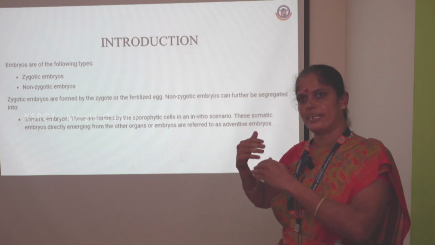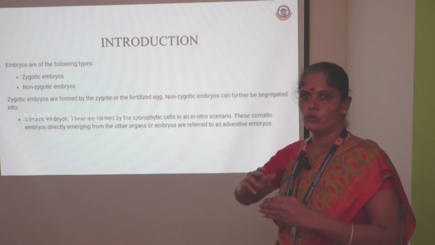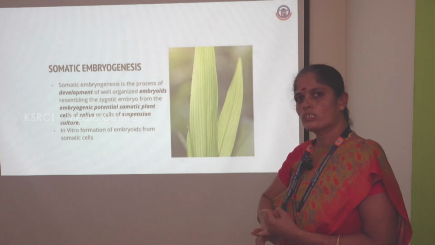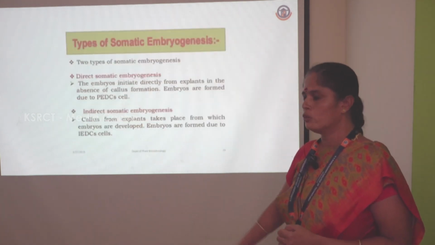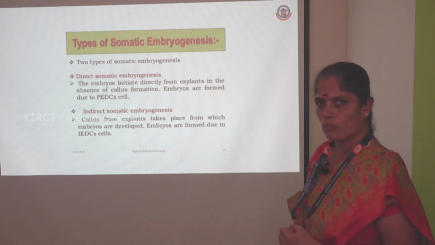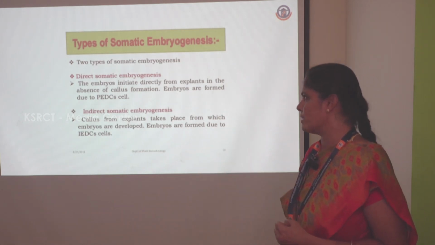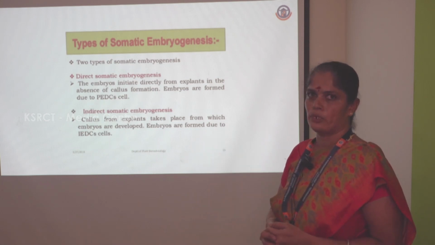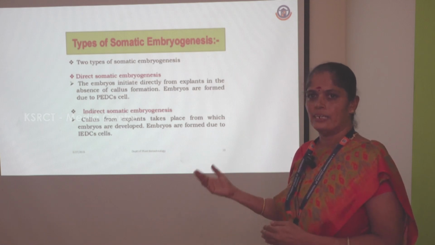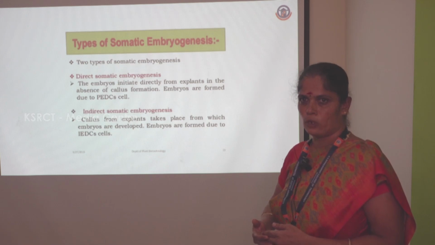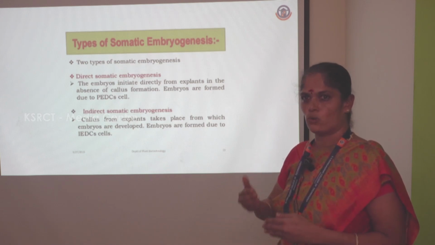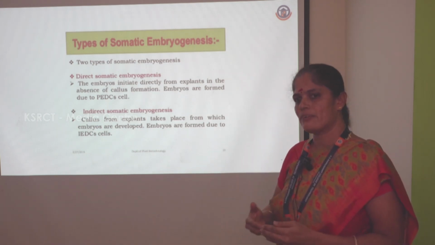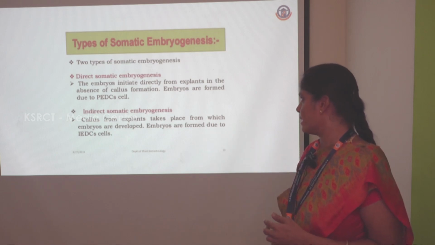Before getting into this topic in depth, we must know what the different types of somatic embryogenesis are. Somatic embryogenesis is classified into two categories: direct somatic embryogenesis and indirect somatic embryogenesis. First, let us see what direct somatic embryogenesis is. The name itself implies that here we obtain the somatic embryos straight away from the explant. That is direct somatic embryogenesis.